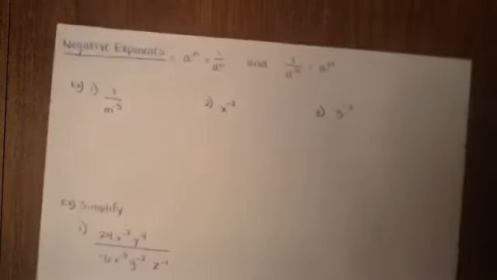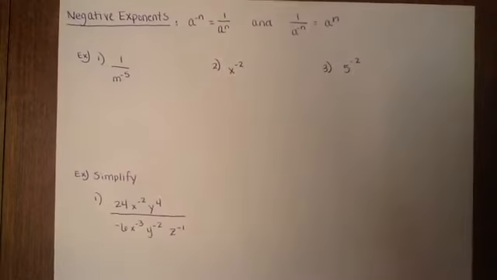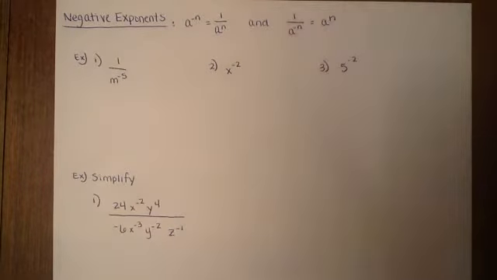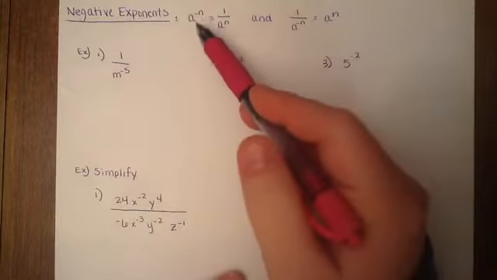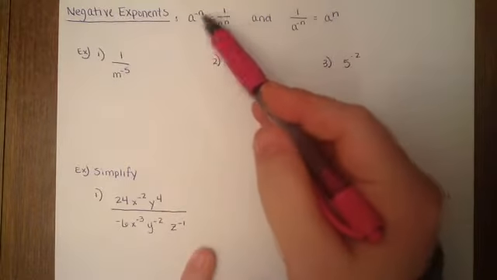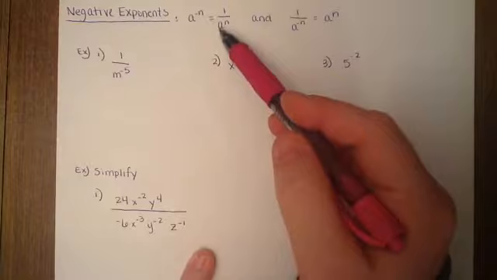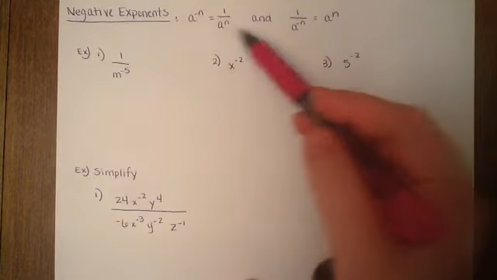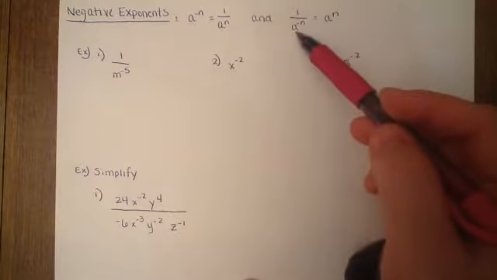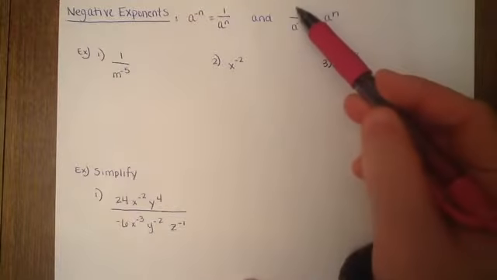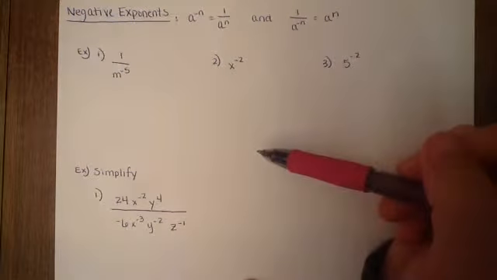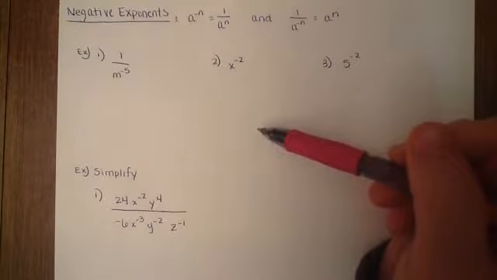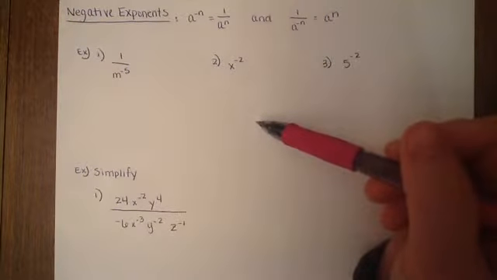The last one we have to talk about is negative exponents. A negative exponent means it must move. So if I have a to the negative n, I need to move it down into the denominator, and it will become positive. Also, if I have a to the negative n in the denominator, I need to move it to the top, and it will become a positive exponent. You cannot have negative exponents. They must be moved. Right?